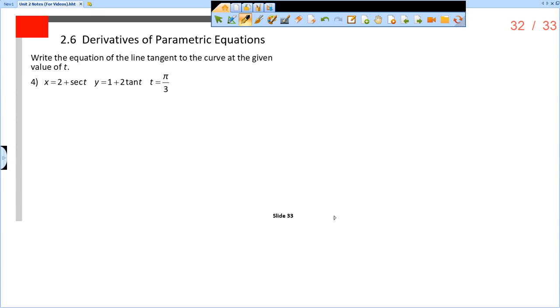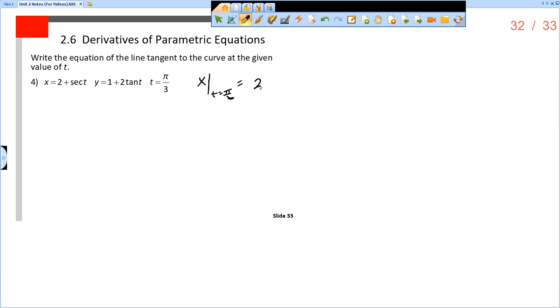Write the equation of the line tangent to the curve at the given value of t. We have x equals 2 plus secant t, y equals 1 plus 2 tangent t, and t equals pi over 3. I need a point and a slope if I'm going to write the equation of a tangent line. I'll find the point by evaluating x when t is pi over 3.